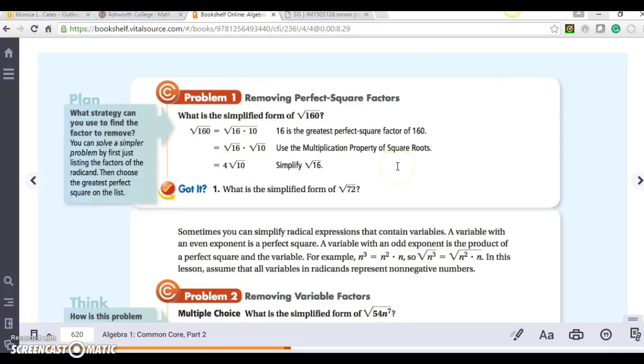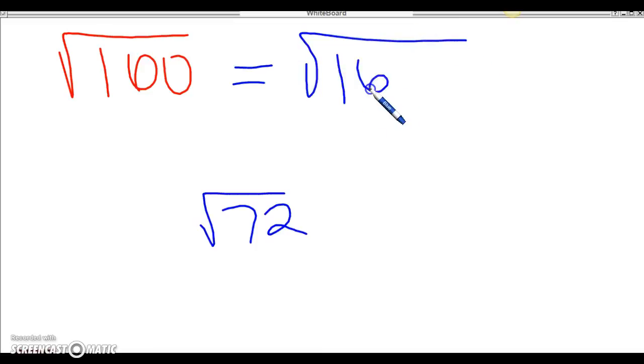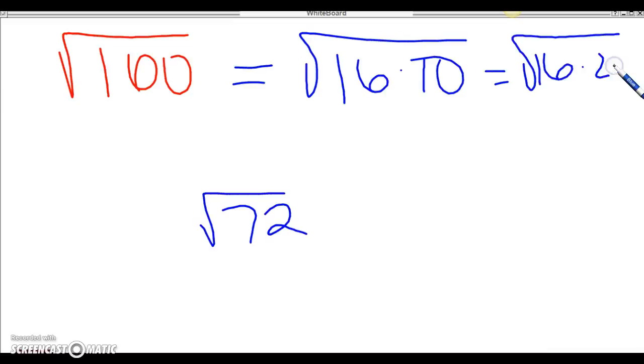So let's take a look at problem 3. It says the simplified form of the square root of 160. So I've written it here on my whiteboard. I have the square root of 160, and I'm just looking for those factors of 160. And so I can break it down to 16 times 10. Well, I automatically know I can take the square root of 16. Let's break that 10 down too, just to make sure. So we get 2 and 5.